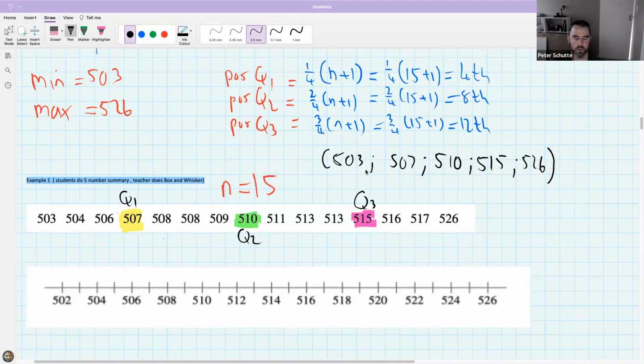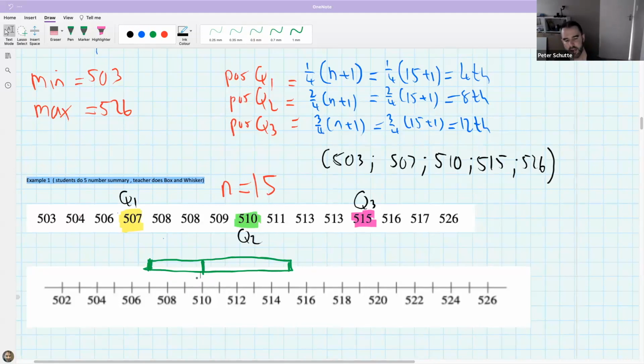Once we've got our 5-number summary, then we have to begin to draw our box and whisker plot. Let me actually draw my box first, and then I'll do the whiskers afterwards. So 507, 515. And that shows me my interquartile range. And then that is the median, 510. But I'm not finished yet. I still need to do 2 more things.